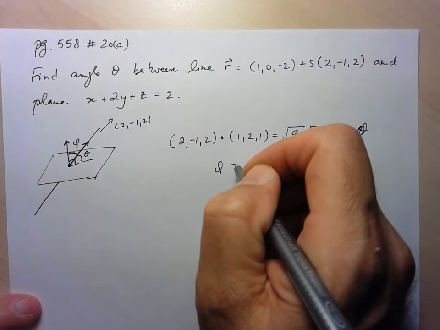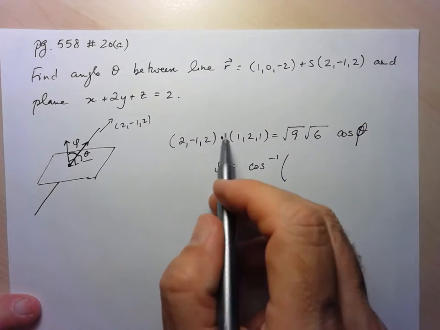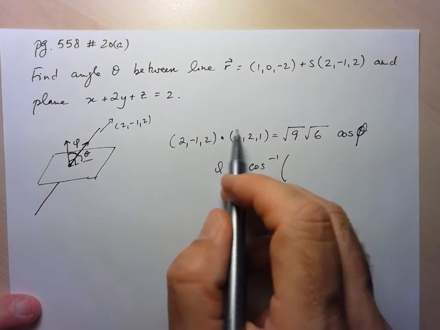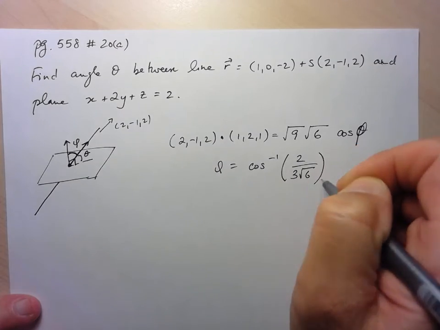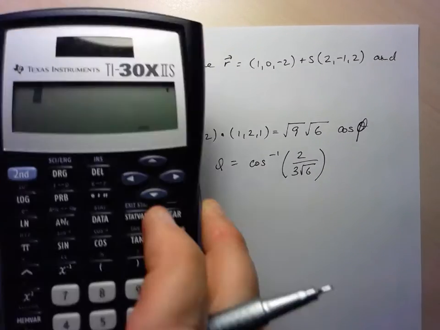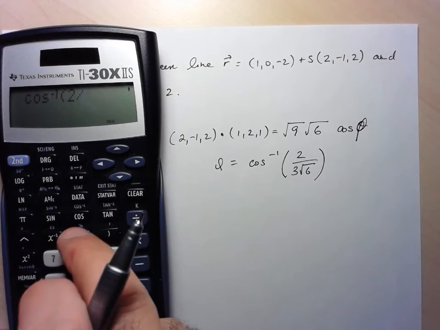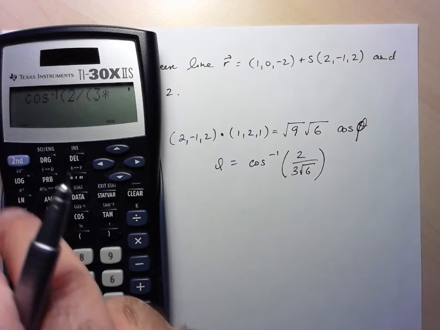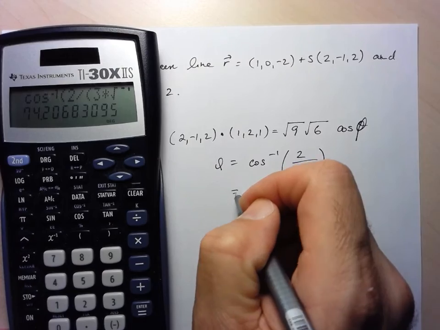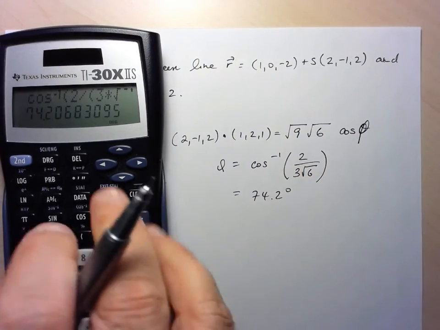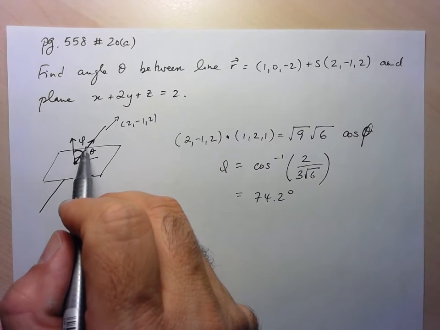So phi is just going to be equal to cos inverse of, let's find this dot product: 2 minus 2 is 0, plus 2 is 2, over square root of 9, which is just 3, times square root of 6. Let's calculate that. We've got inverse cosine of 2 divided by 3 times square root of 6, and that gives us 74.2 degrees.